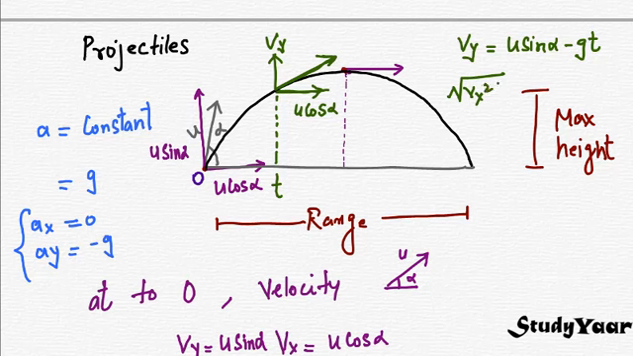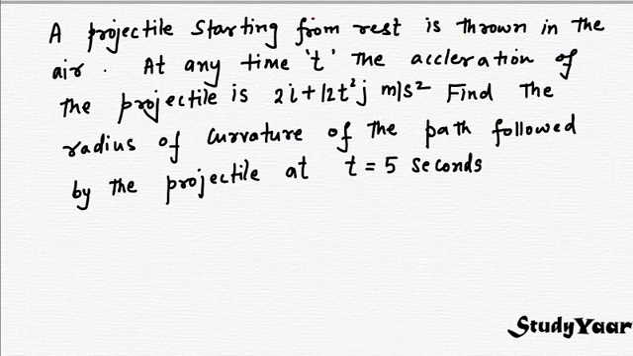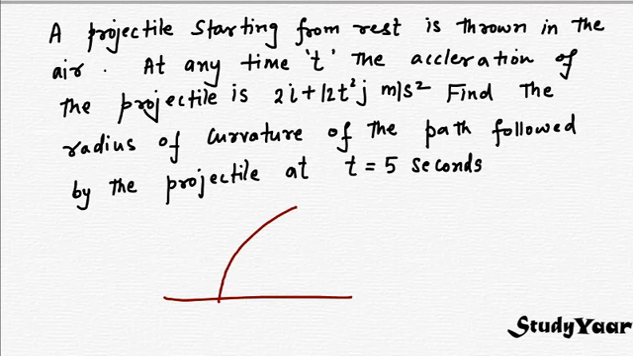Vx square plus Vy square, and you can calculate this angle, which is going to be your tan theta is going to be Vy upon Vx. Okay, let's look at an example. We have a projectile which is starting from rest. Starting from rest means its initial velocity is 0 and the projectile is thrown in the air. Okay, so if this is my ground, it is thrown something like this.